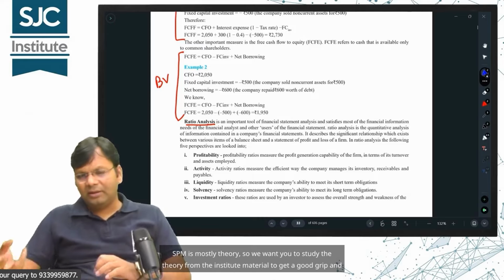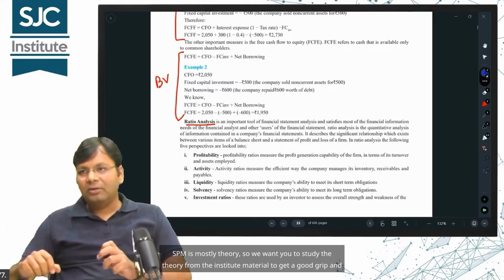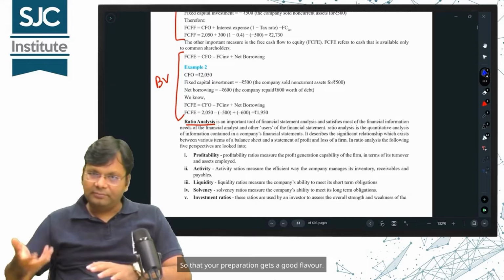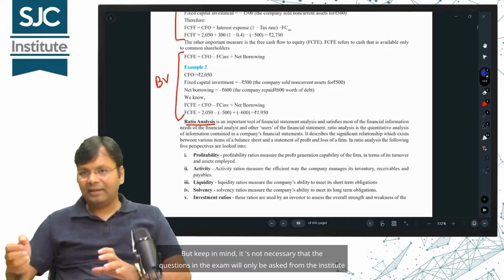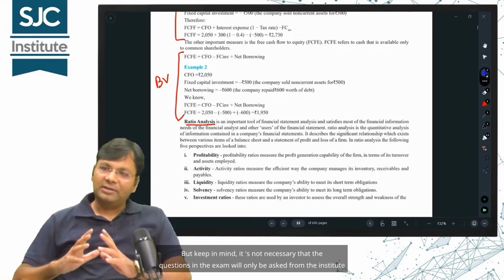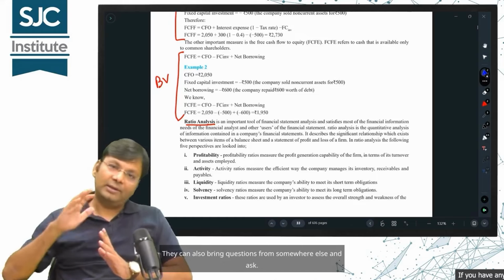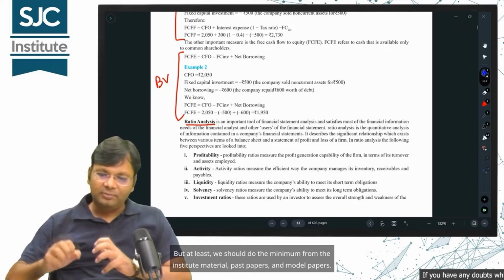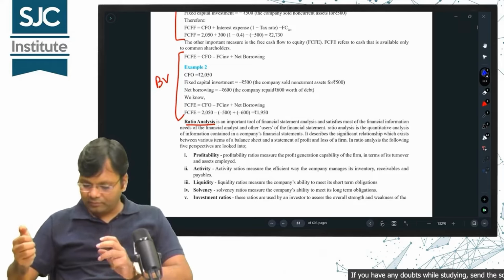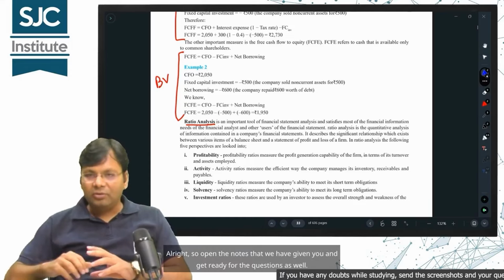SPM is mostly theory, so we want you to study the theory from the institute material to get a good grip and use the correct words, so that your preparation gets a good flavor. But keep in mind, it's not necessary that the questions in the exam will only be asked from the institute material. They can also bring questions from somewhere else and ask. But at least, we should do the minimum from the institute material, past papers and model papers. Alright, so open the notes that we have given you and get ready for the questions as well.